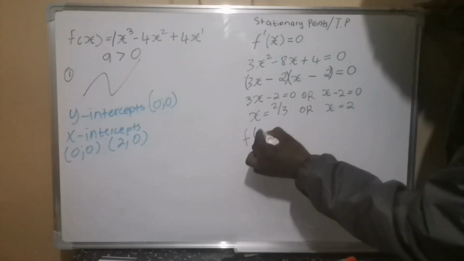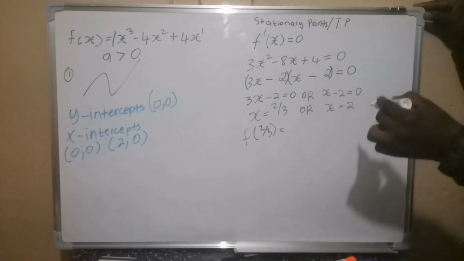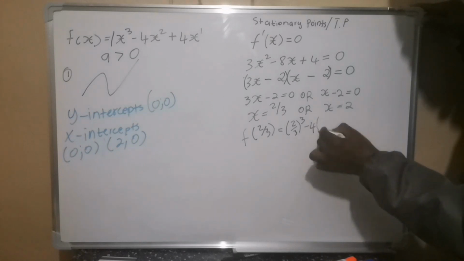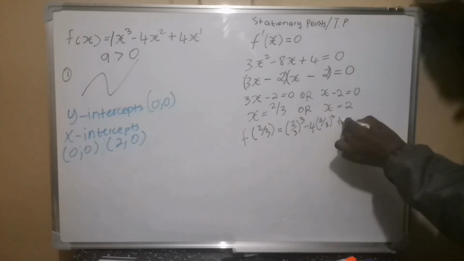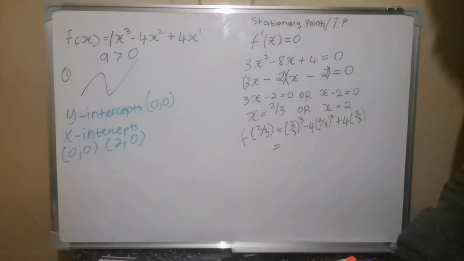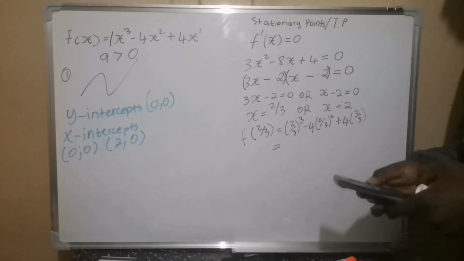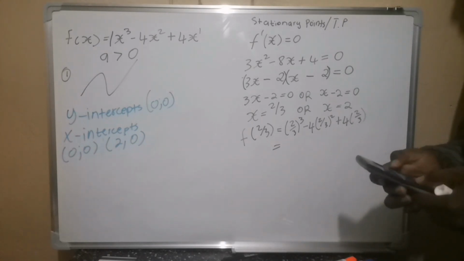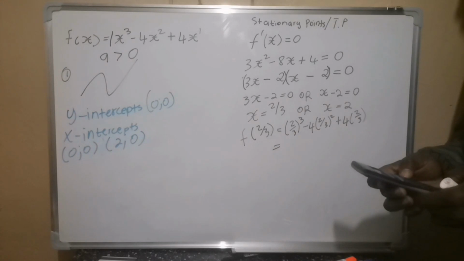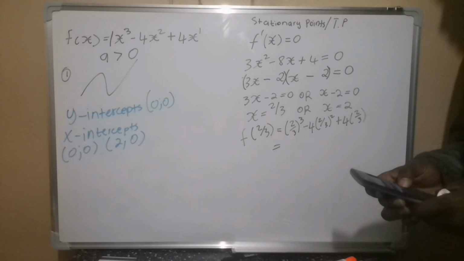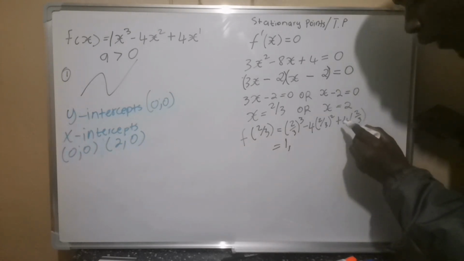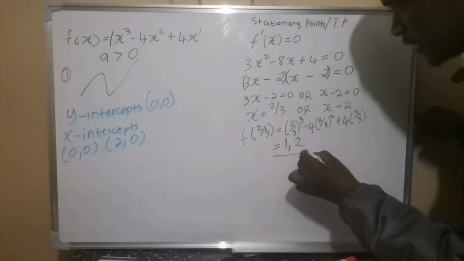Now, f at 2 over 3 is equal to, where I see x, I put in 2 over 3 to find the y coordinate. So I'm going to have 2 divided by 3 cubed minus 4 times 2 over 3 squared plus 4 times 2 over 3. Therefore, f at 2 over 3 is equal to, so you just put it on the calculator. I would advise you guys to use decimals so that you know how to plot them on the graph. So I got 32 over 27, okay? Then in decimal form you have 1,2.